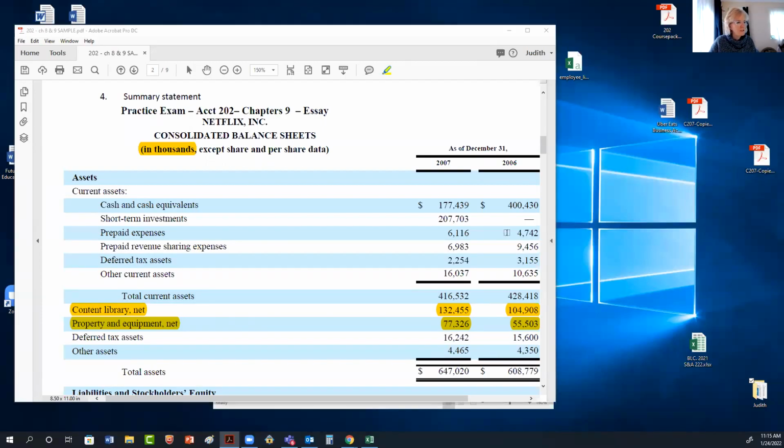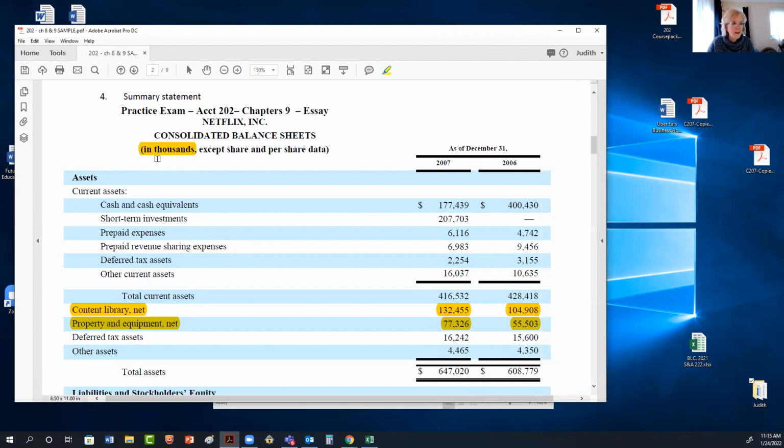Okay, so financial statements are listed in thousands, but you don't have to worry about that. Just at the top of your essay, you can say numbers in thousands, and then you can just use the number. 77 minus 55 is 20 something thousand. Okay. All right. Did anybody get a number for content library?